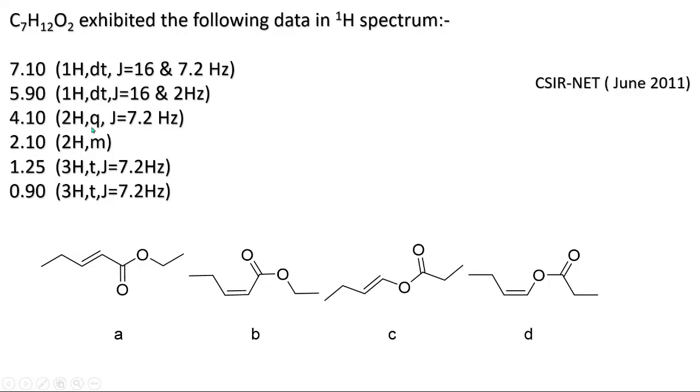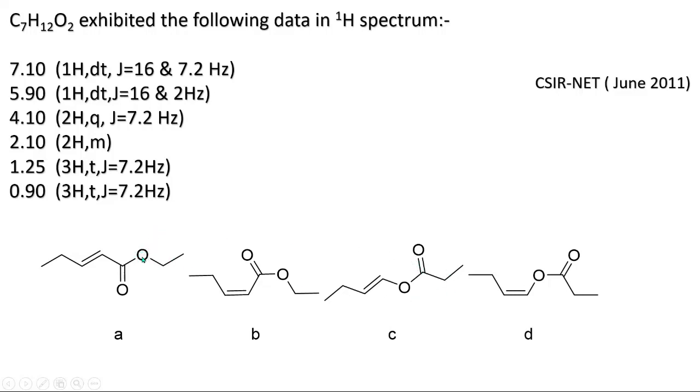Now come to the next, 4.10, 2 hydrogen quartet. A quartet means there must be a CH3 coupling partner. If you see 7.2 Hz, 7.2 Hz, 7.2 Hz, these are all vicinal couplings. So 2 hydrogen quartet means it must be either this 2 hydrogen or that 2 hydrogen. This is a CH2 attached to an sp3 carbon, so it will not be that hydrogen, because of its chemical shift value; it will be this hydrogen, attached to oxygen, while the other is attached to the carbonyl.